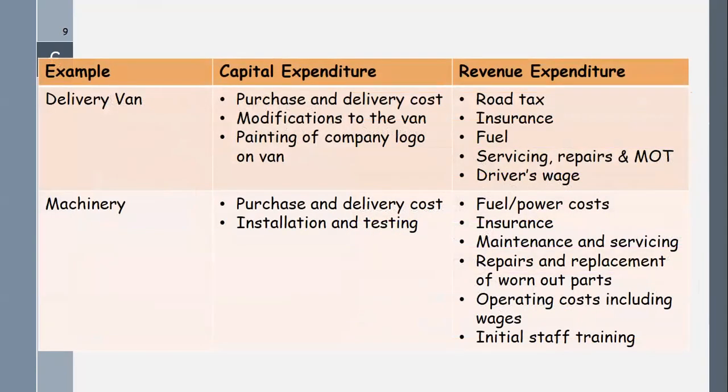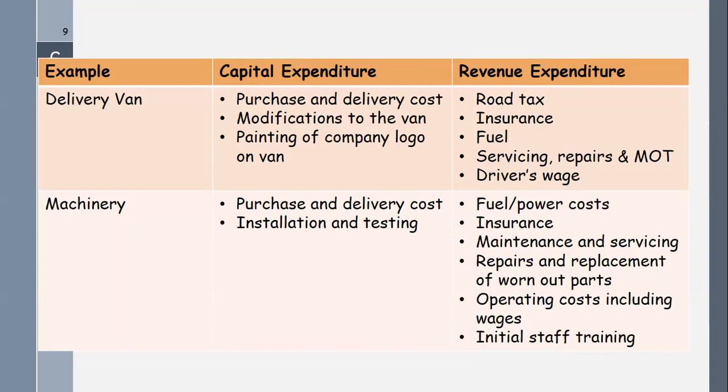And there's just a summary of the main ones. For a delivery van, you have the purchase and delivery cost, modification to the van, and painting of the company logo on the van. That's all capital expenditure. Whereas for revenue expenditure, you've got road tax, insurance, fuel, service and repairs and MOT, and the driver's wage.